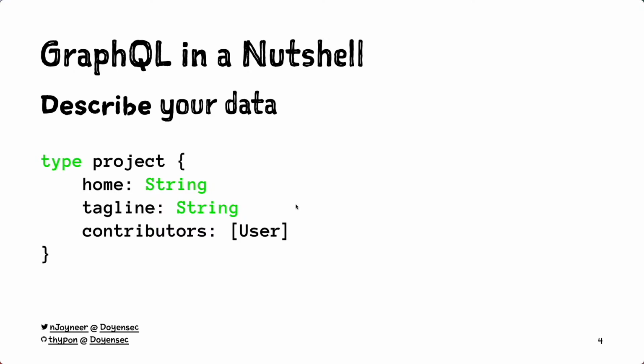GraphQL APIs are organized in terms of types and fields, similarly to Golang structs. As you can see in this example, the type project has home, tagline, and contributors fields. The first two being strings, and the last one being another complex object that can be defined as a type.